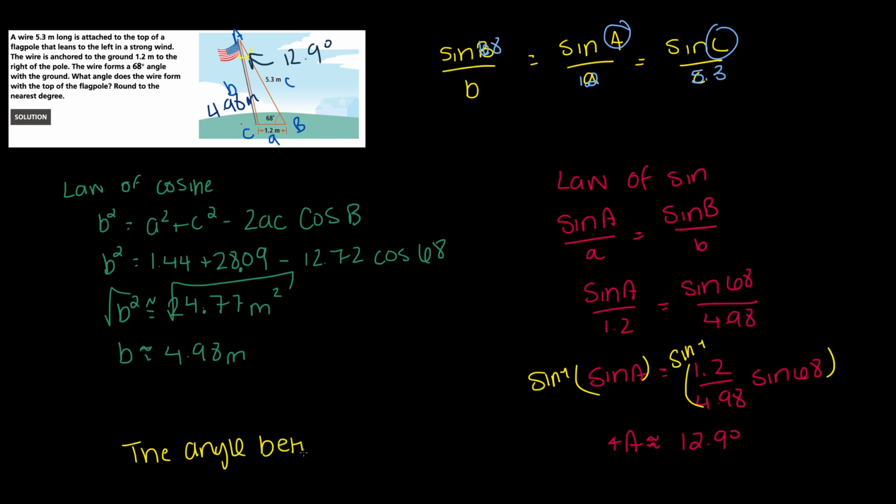between the wire and the flagpole is 13 degrees. All right, so this is the use of both the law of cosines and the law of sines to solve a single problem.